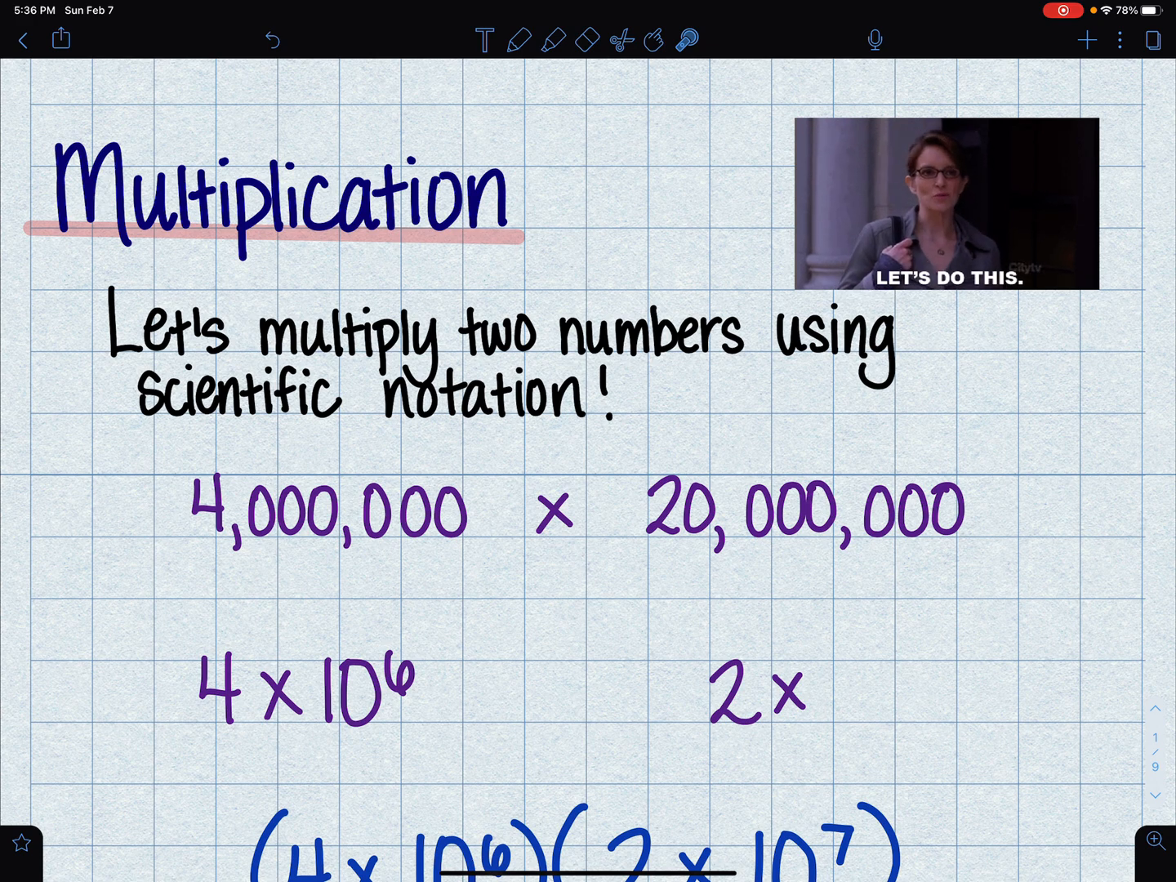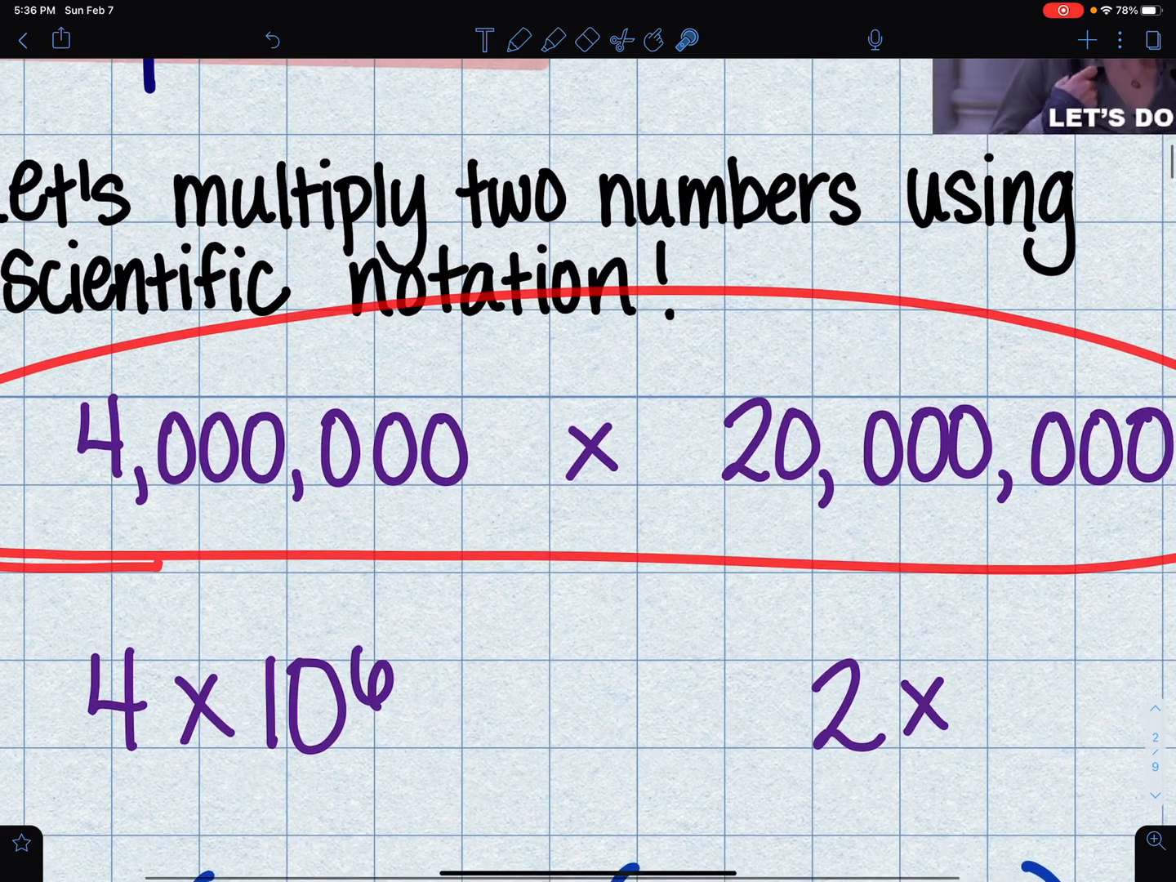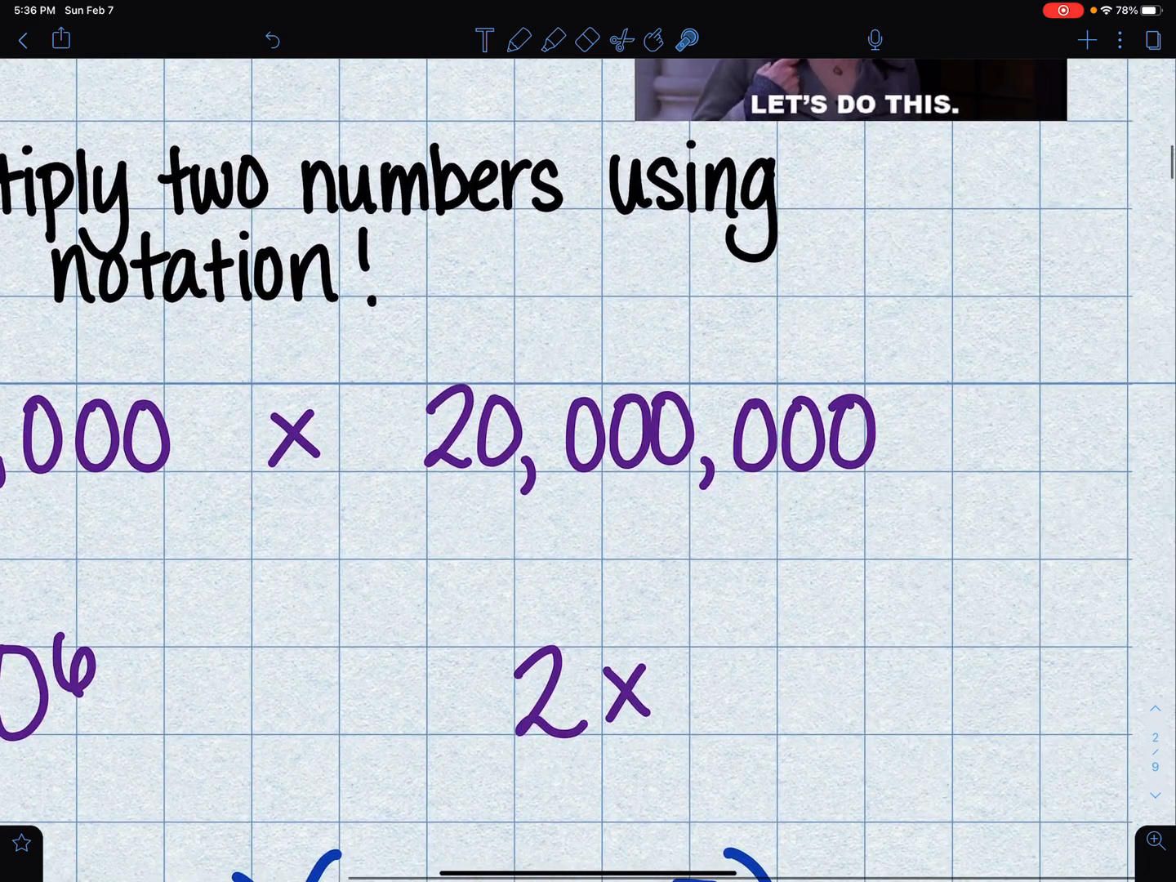So, scientific notation. It's actually useful, turns out, in problems where you need to multiply or divide very large or very small numbers. So first we're going to talk about multiplication. We're going to multiply two numbers using scientific notation. The first step is we write both of the numbers in scientific notation. So we're going to multiply this. It looks like 4 million times 20 million.